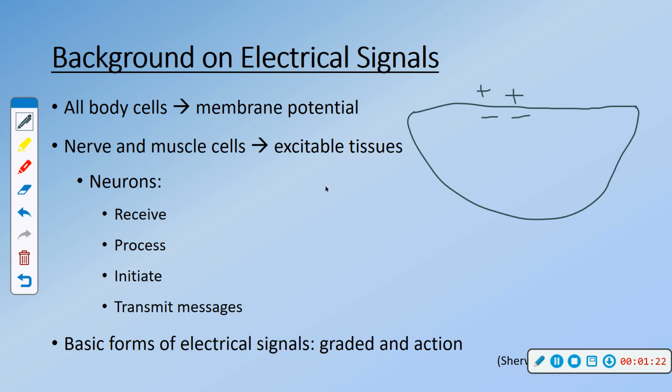Now, nerve and muscle cells in particular are called excitable tissues. Neurons, or the nerve cells, are the ones that can receive, process, initiate, and transmit messages. When they do this, there are two types of electrical signals, two types of stages with that impulse that is sent to the brain. You have graded and you have action. Graded is going to use a passive type of current where things naturally flow from one place to another. So this is the one that I am going to focus on.